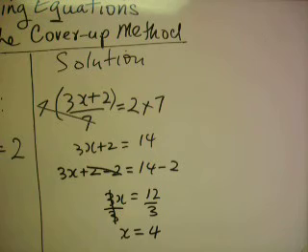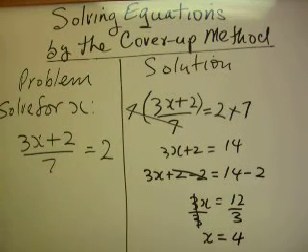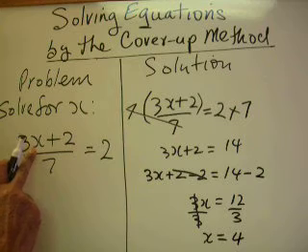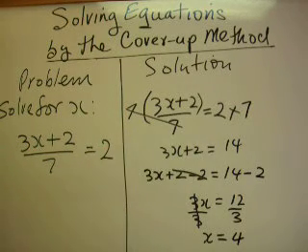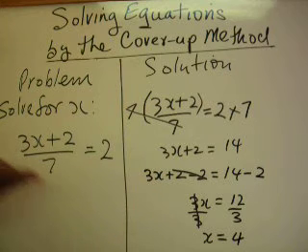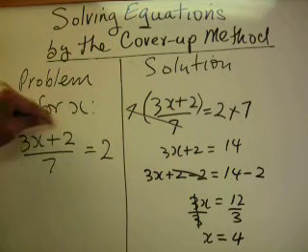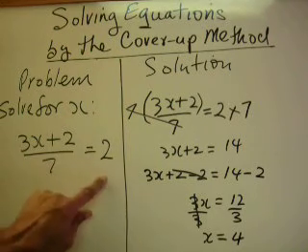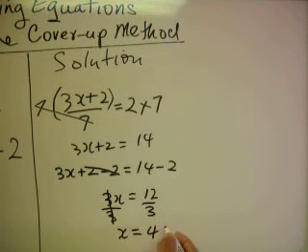And that's the solution. And I would suggest that you always check your equation by taking the solution, going back to the original equation, and making sure that your answer is correct. We could have made errors along the way. All right, so x is 4. 3 times 4 is 12, plus 2 is 14, divided by 7 is 2. And that assures us that our answer is correct.